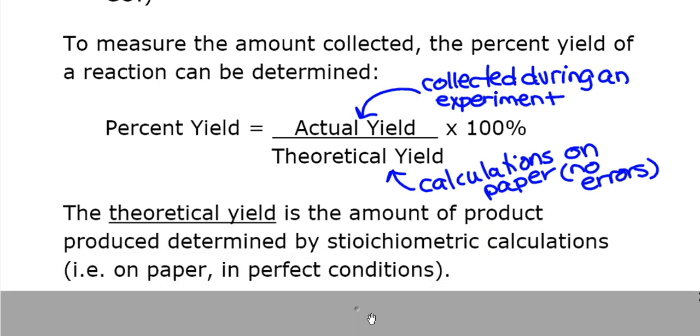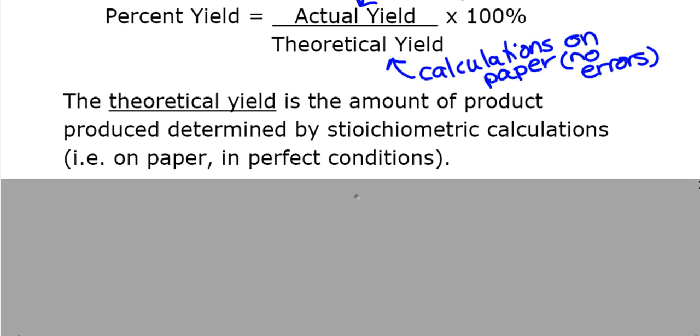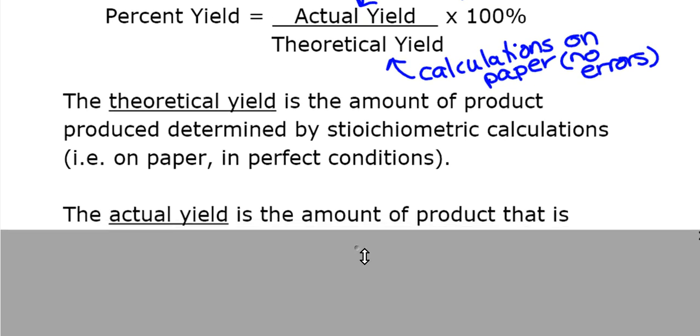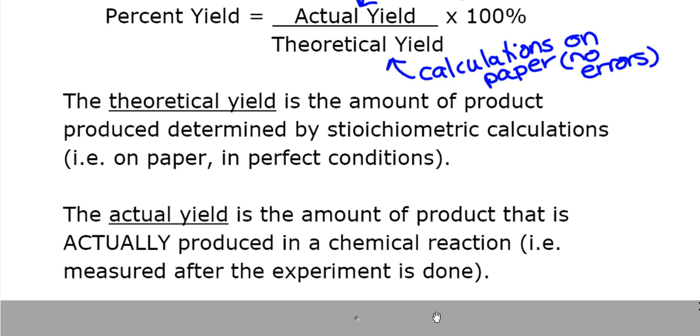So if we want to look at these terms in just a little bit more formal detail, the theoretical yield, the amount produced, that's determined by stoichiometry. So stoichiometry calculations on paper and in 100% perfect conditions where there's absolutely no errors. Whereas your actual yield is the amount of product that's actually produced in a chemical reaction, measured after you do the experiment in the lab setting.